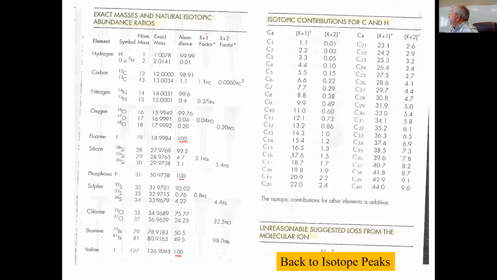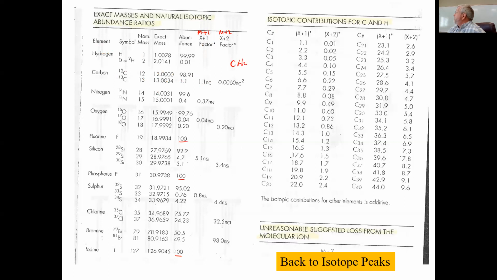Now, notice these things right here. This X plus 1 is sort of an M plus 1, an M plus 2. What that does is it tells you how much contribution you would have, if you set the largest peak in the set of isotope peaks to 100, for any possible carbon 13. So if you have 100 for your main peak, if you have carbon, usually 1.1.